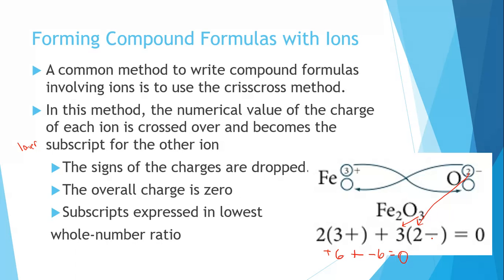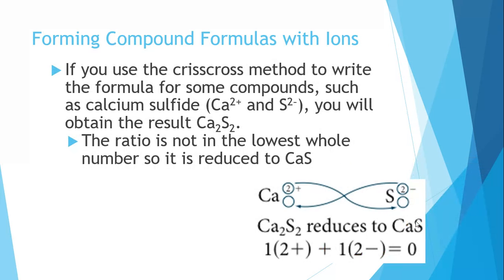Last but not least, notice that those subscripts are in the lowest whole number ratios. 2 and 3 cannot be simplified anymore. So Fe2O3 comes from combining the ions Fe3+ and O2-.